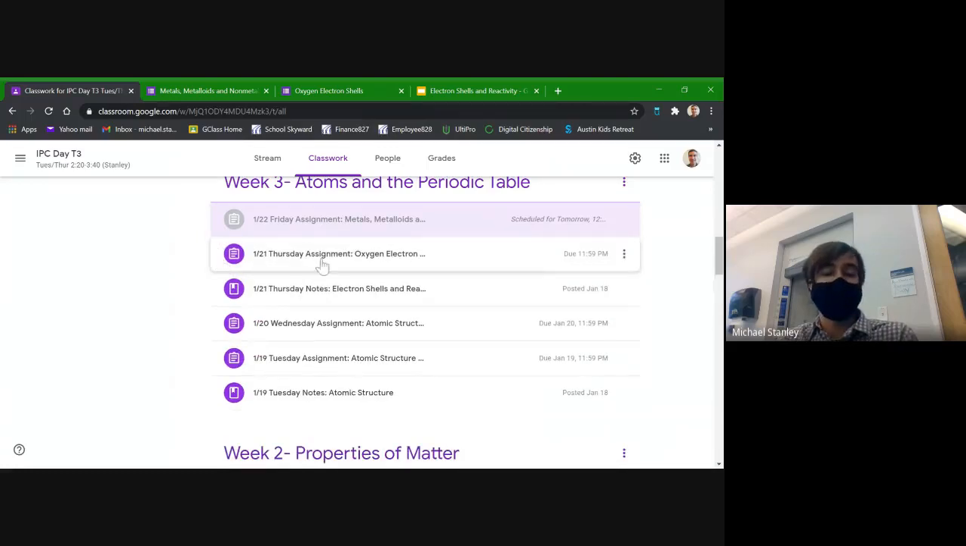All right, so today's assignment is calculating the particles and the electron shells for oxygen. And then tomorrow's assignment is filling out that little checkbox for the metals, metalloids, and nonmetals. Anybody have any questions about any of the homework or anything that we talked about here today?